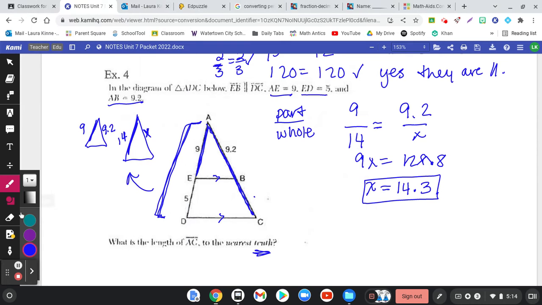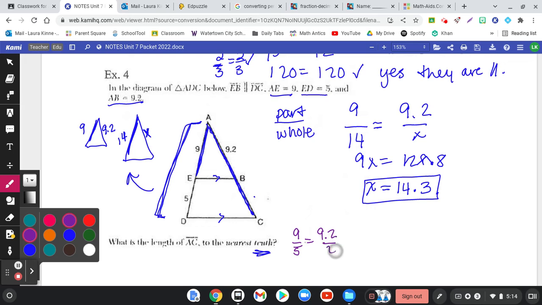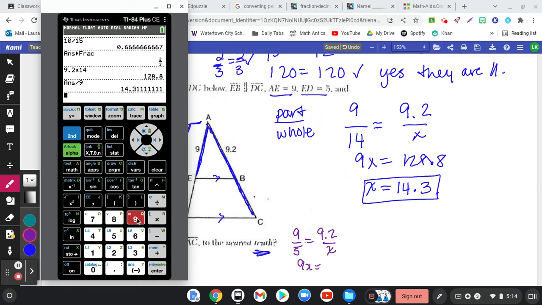Now, the alternate way to do it, let me just show you quick. If you would have done what we were just doing with the parallel, you could have done 9 over 5 equals 9.2 over x. Cross multiply. Let's do this quick. This is an alternate method. It's the thing with geometry. There's a lot of times you can do it in more than one way. So we get 46 divided by 9, 5.1.